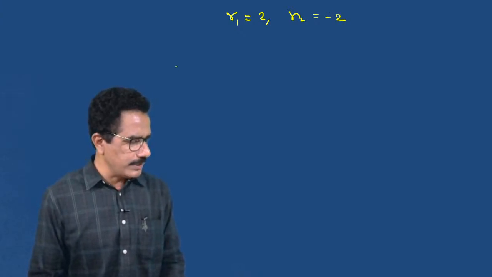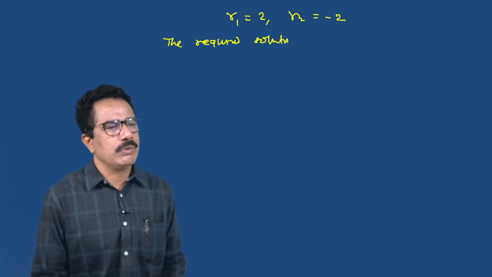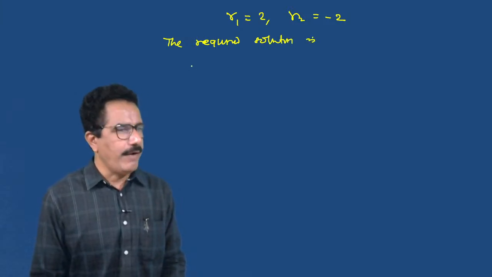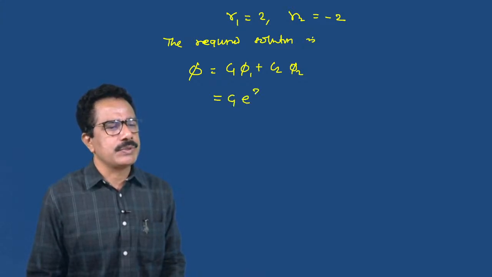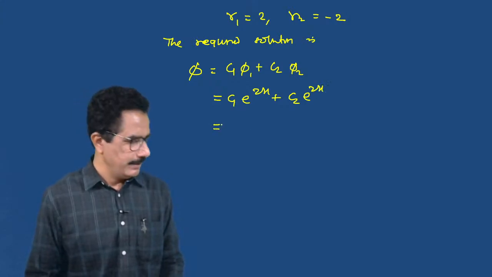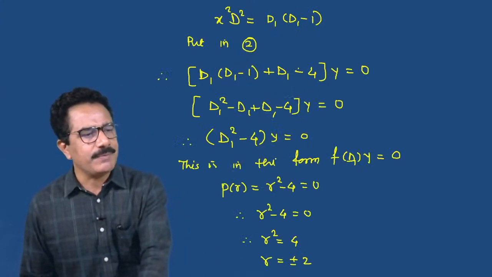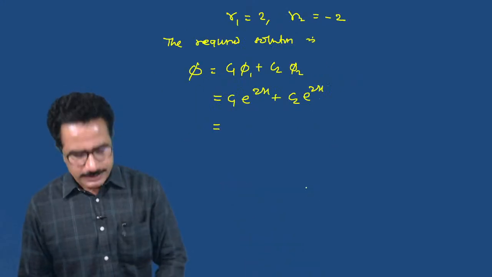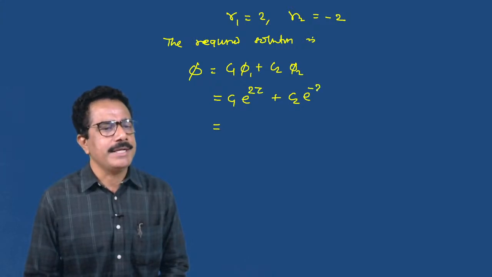So the required solution is phi is equals to C1 phi 1 plus C2 phi 2. That means C1 e raised to 2z plus C2 e raised to minus 2z. But this is in the form of z. हे कशाचा फॉर्म आहे? z चा फॉर्म आहे, in the form of z. So we can write this as e raised to 2z, e raised to minus 2z.